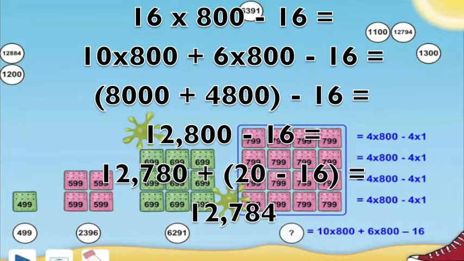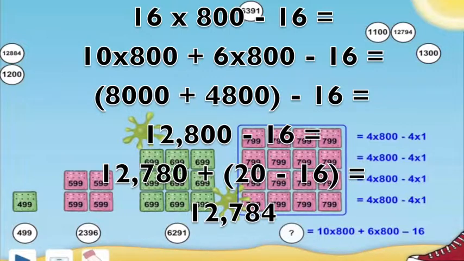We have that 16 800s, or 16 times 800 minus 16, is the same as 10 800s plus another 6 800s, or 10 times 800 plus 6 times 800 minus our 16. 10 times 800 is easy, that's 8,000. 6 times 800 is 4,800, minus 16. 8,000 plus 4,800 is 12,800 minus 16.